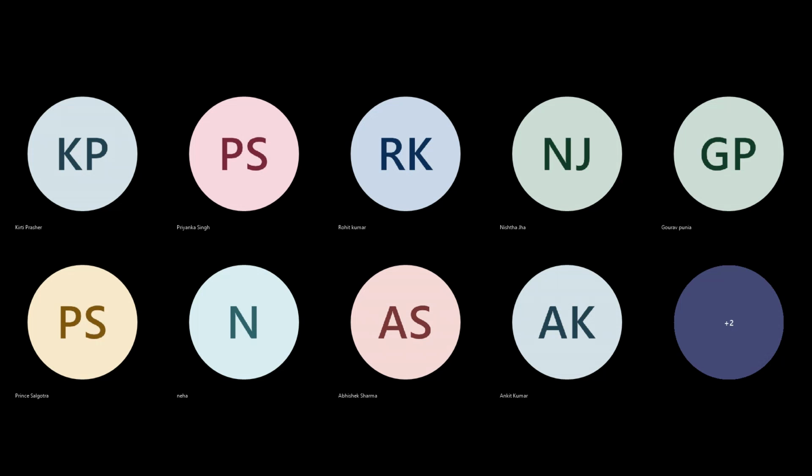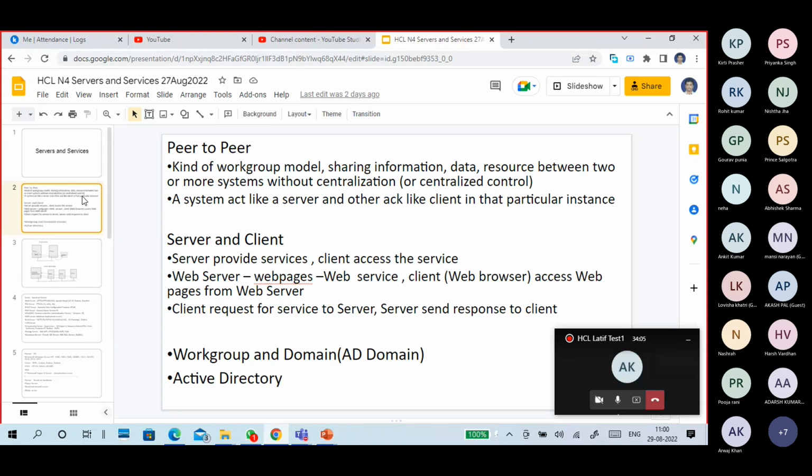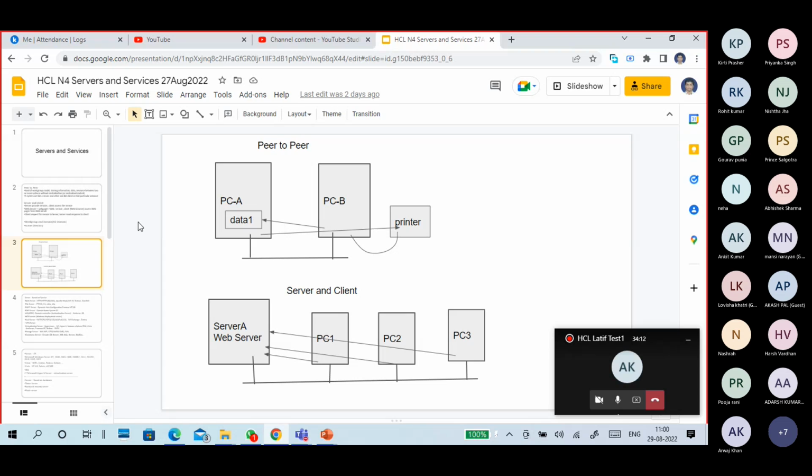We started. So last class we discussed servers and services. Here is the basic peer-to-peer model. Peer-to-peer model means it's a workgroup model. It means there are two or more PCs communicating with each other, but no PC is a particular server. A particular server is not there.